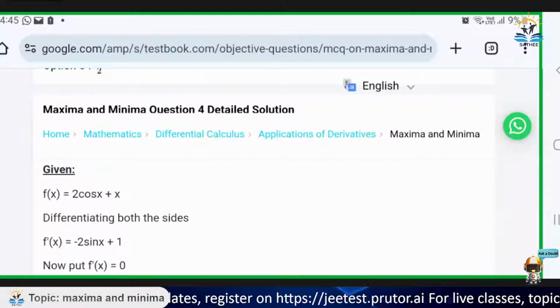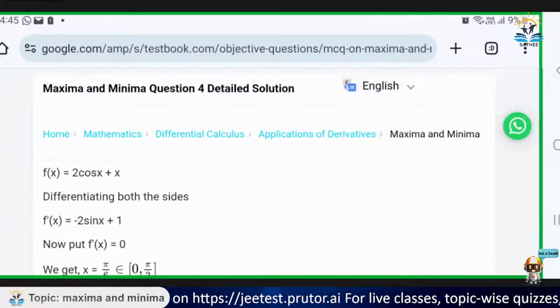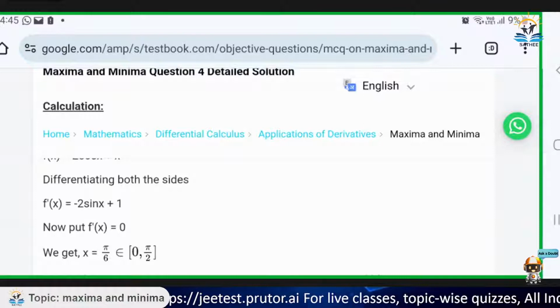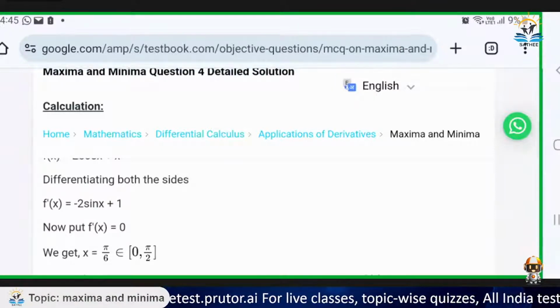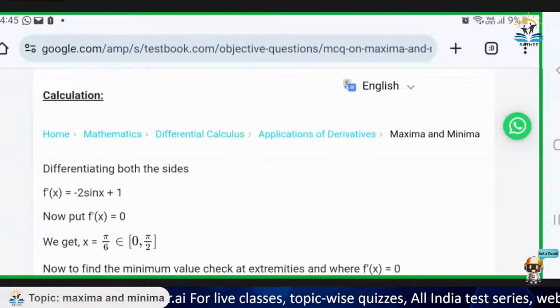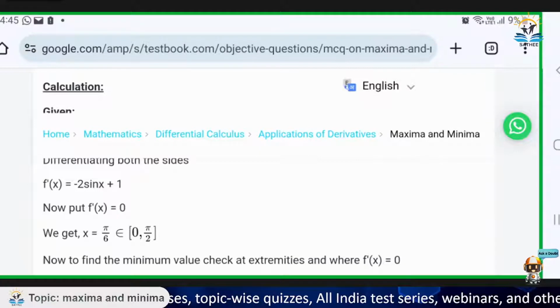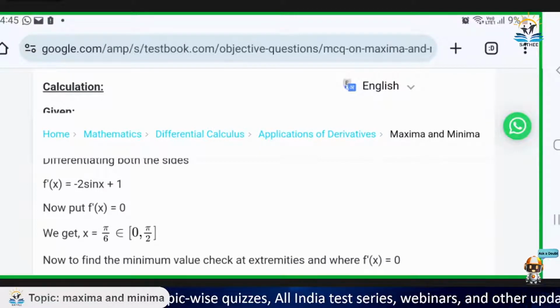If f of x is 2 cos x plus x, then f dash x would be minus 2 sin x plus 1. Now we will put f dash x equal to 0 to get the critical points, the points where we can find local maxima and local minima.